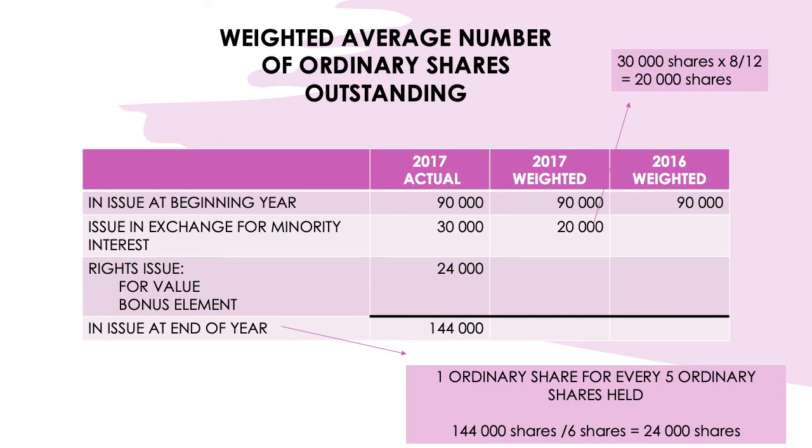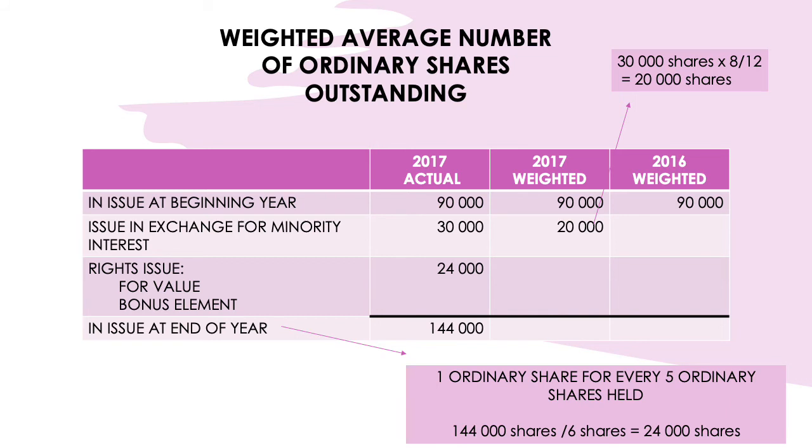We then know that there was an issue of shares in exchange for a minority interest in a company. And then we also know that there was a rights issue for less than fair value, which means that we will have a for value element and a bonus element. We then also know that at the end of the 2017 financial year, there were actually 144,000 ordinary shares in issue. Let's quickly take a look at how the rights issue has impacted the number of shares at the end of the 2017 financial year.